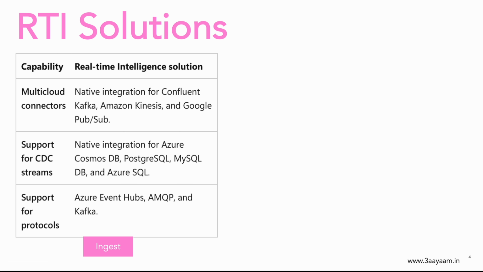There are supported protocols for SDKs also, or custom applications. So let's say you want to write a Python application and you want to send data or ingest data into Fabric. These are the three protocols which are supported. One is Azure Event Hub, then AMQP, and then Kafka. These protocols can be used to send data or ingest data in near real time into Fabric.